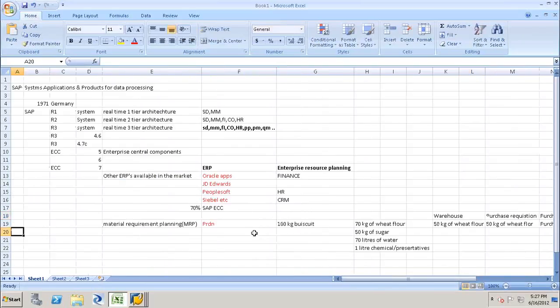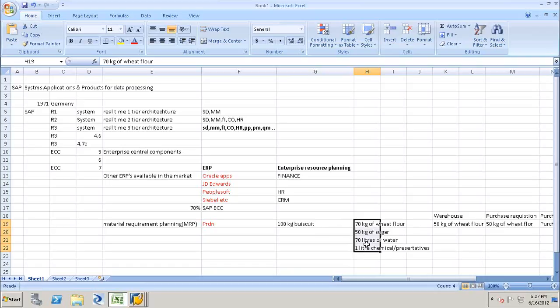But in SAP ECC there is a tool called material requirement planning. There are certain T codes, like the T code ME21N I showed you to create a purchase order. Same way, there is a tool called material requirement planning which can be accessed using a T code. By going into the tool, I just give an input: 100 kg of biscuit I need. Then automatically the system is going to perform the calculation.